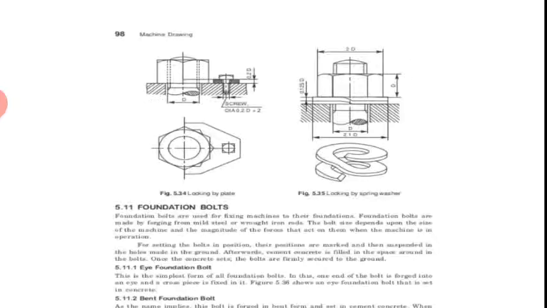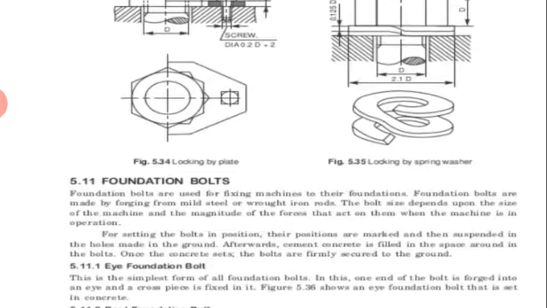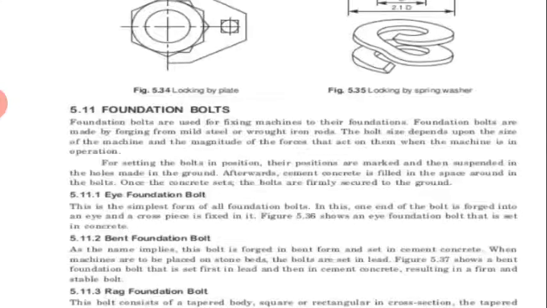So next is foundation bolts. Students, foundation bolts are used for fixing machines to their foundations. Foundation bolts are made by forging from mild steel or wrought iron rods. The bolt size depends upon the size of the machine and the magnitude of the forces that act on them when the machine is in operation.